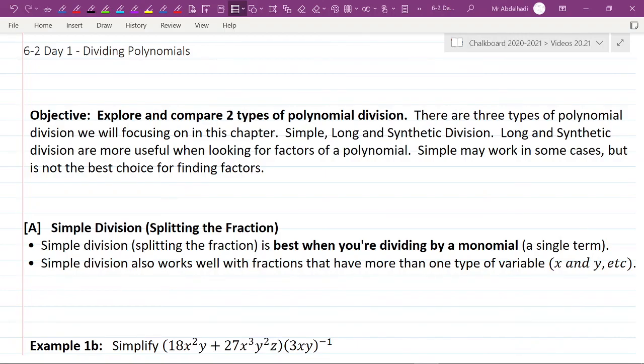Okay, welcome back. Today we're going to be talking about dividing polynomials. Now we've already done addition, subtraction, multiplication of polynomials. Now we're dividing. There are two types of division we're going to talk about in this lesson: simple division and long division. And then tomorrow's lesson, in day 2, we're going to talk about synthetic division. All right, so let's get started here.